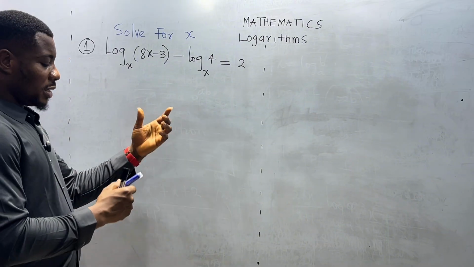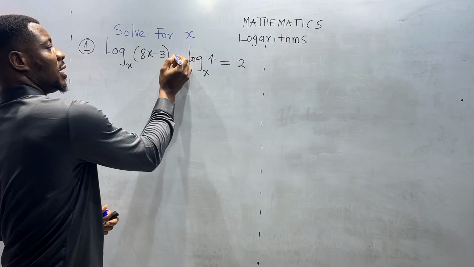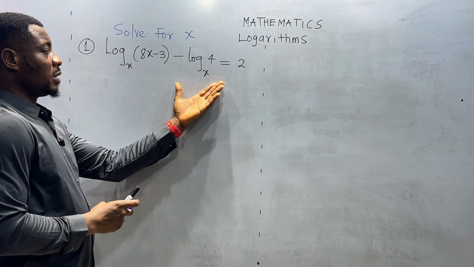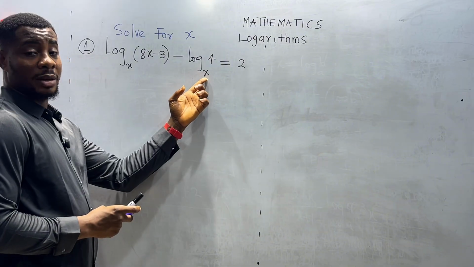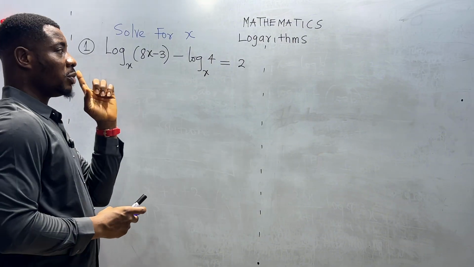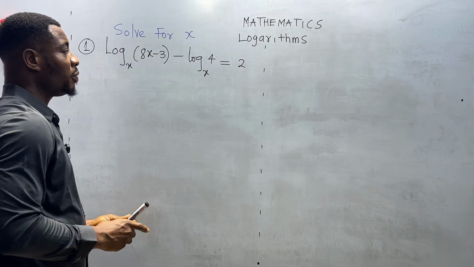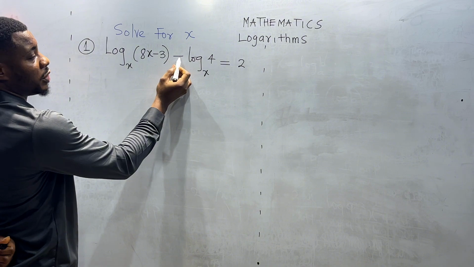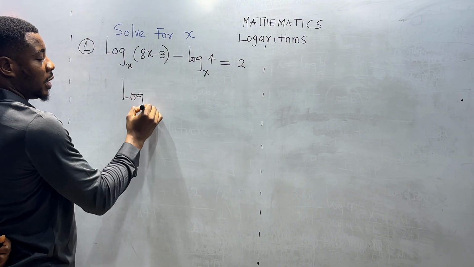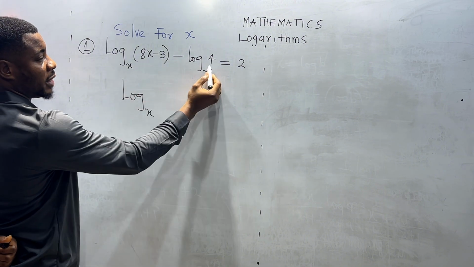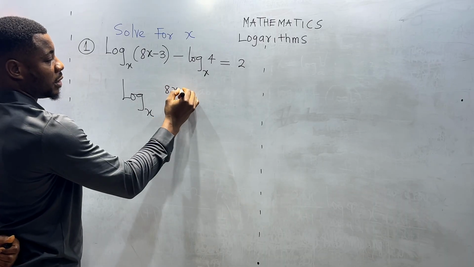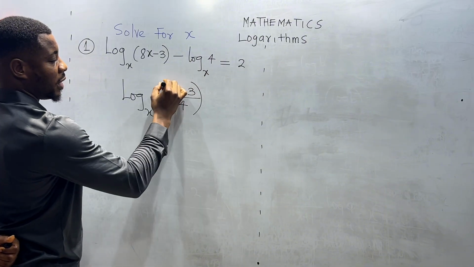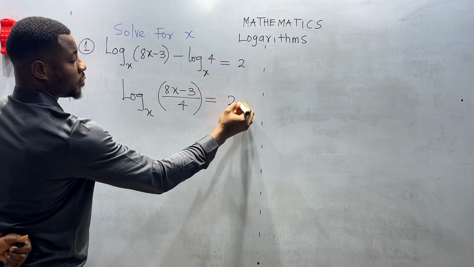Now, the first thing we do: we have a subtraction sign here, and the base is x, and the base is the same. Before we apply the laws, we must be sure that the base is the same. So, going straight, since we have a subtraction sign here, I can just pick a log x, then it will be this divided by this. So we have 8x minus 3 over 4, being equal to 2.